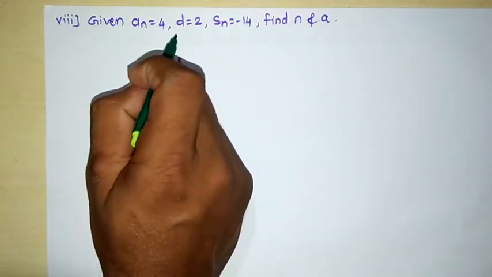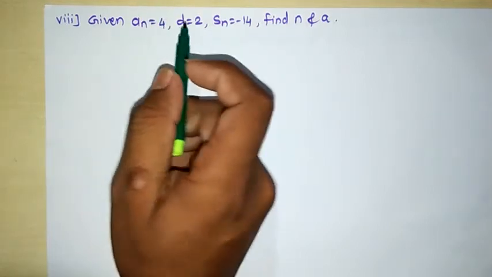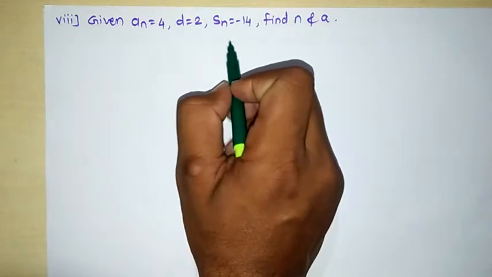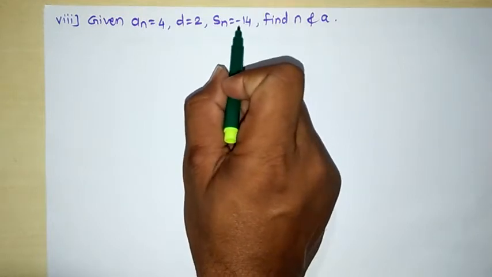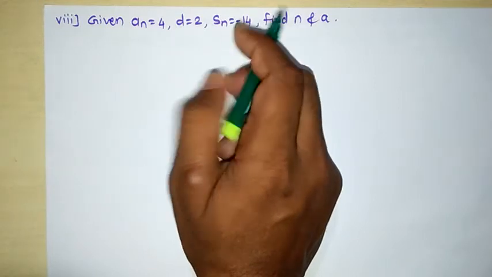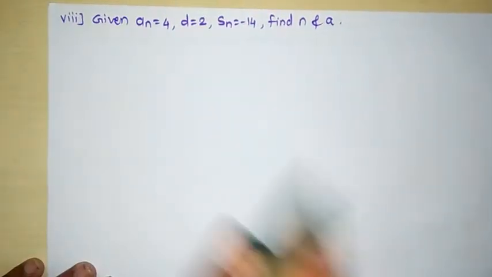Here we don't know the n, and d is given, a also we don't know. And by using the formula Sn, check here, in the formula of Sn, what we need? What is the formula? N by 2 into 2a plus n minus 1 into d. Here a also we don't know and n also we don't know. Here we have 2 equations and 2 unknowns. We can easily find by using both the equations.